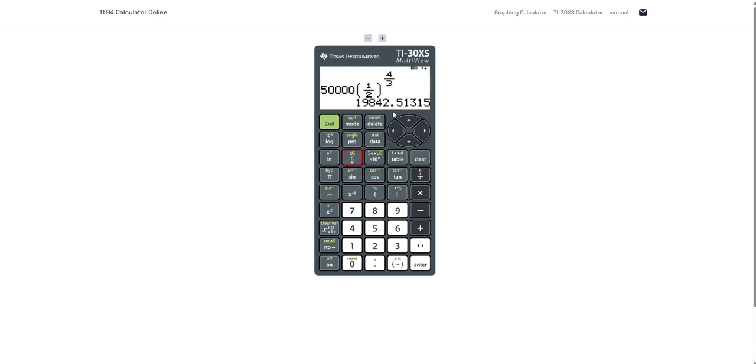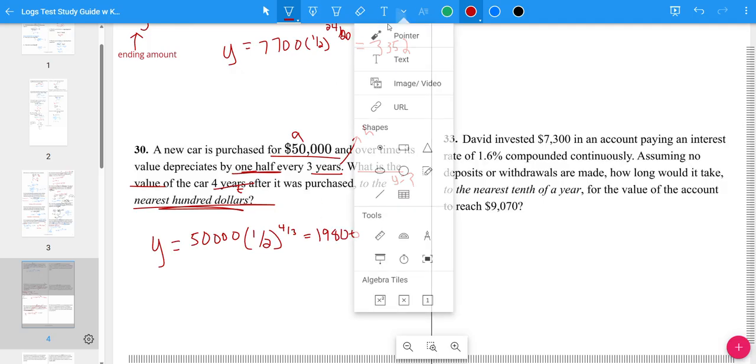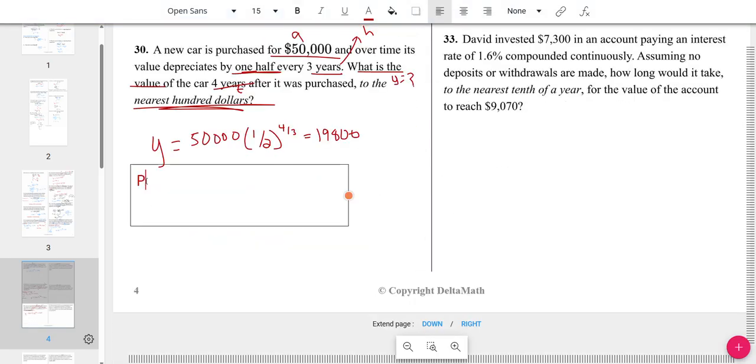So it wants us to round to the nearest 100. So we're looking at the 8 here. After that is a 4. So we're going to go down to 19,800. So one thing I will say is pay attention to what you are rounding to.